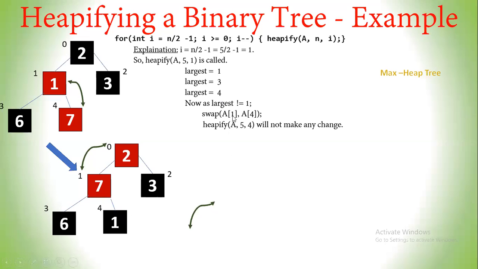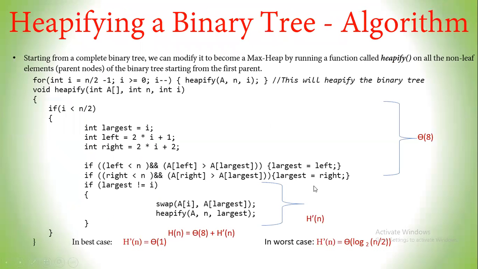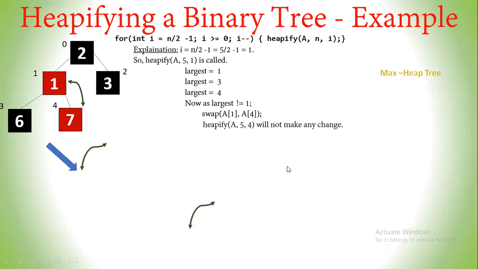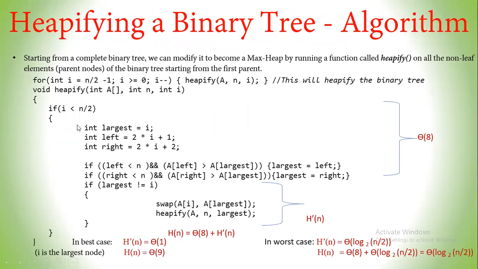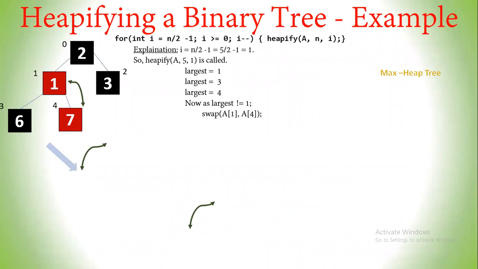Then what will happen according to this algorithm? Swap AI with A largest. Okay, we did. Then heapify A n largest. So heapify A n is 5, largest is 4. But what will happen is this: I will be 4. So when it comes here, I is now 4. 4 is not less than 5 over 2, which is 2. So this will not be executed, and the heapify terminates. So I have written here, heapify A5 with 4 will not make any change.